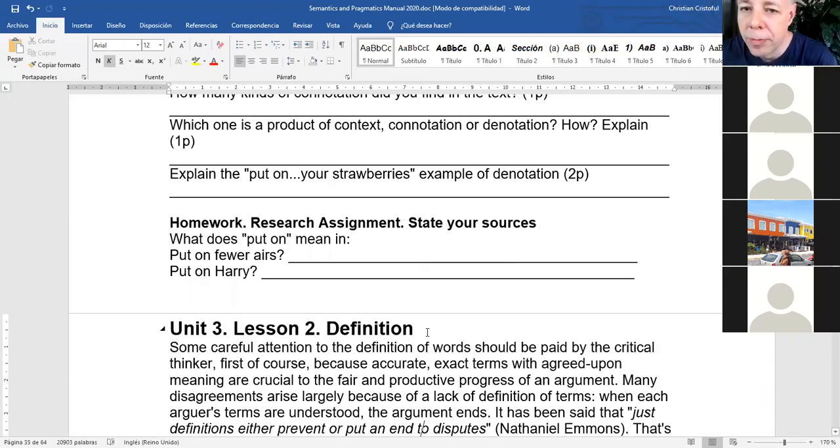I read put on a Beethoven record, put on perfume, etc. This is the homework. What does put on mean in put on your ears and put on hair?